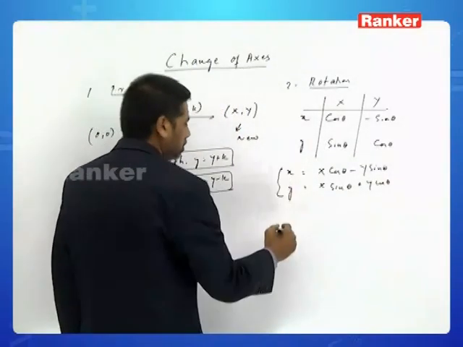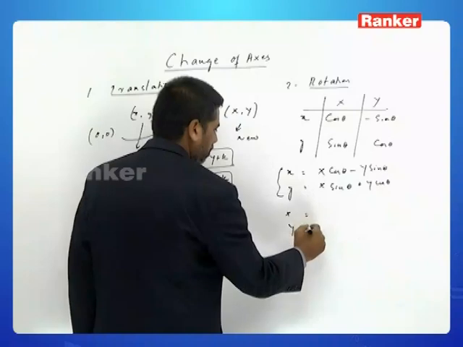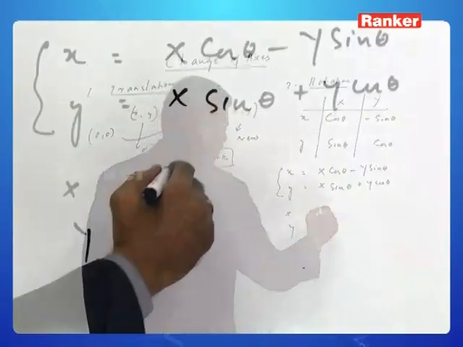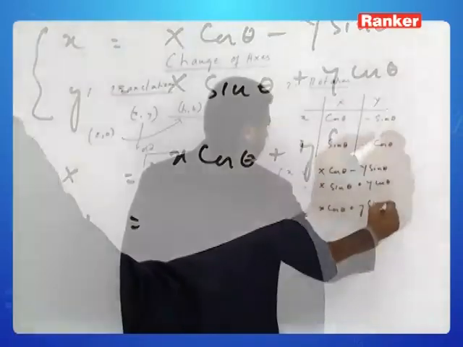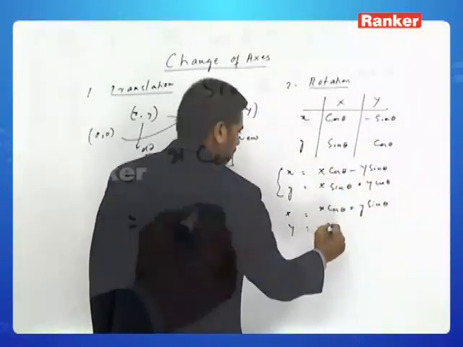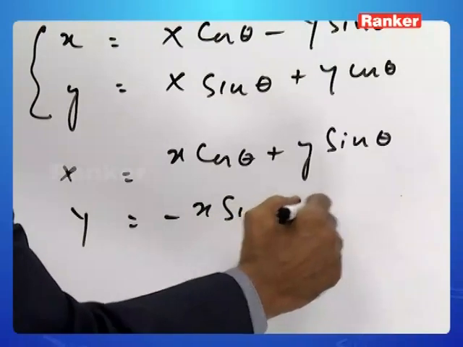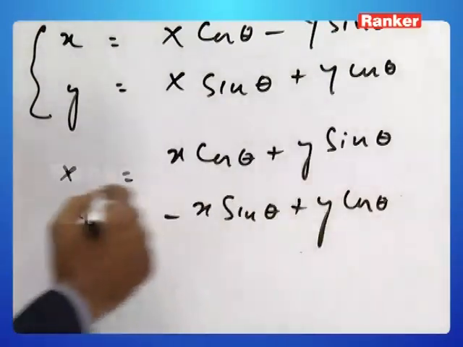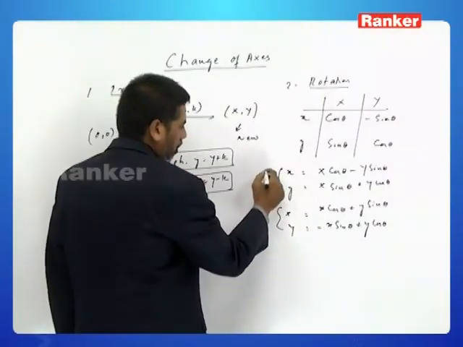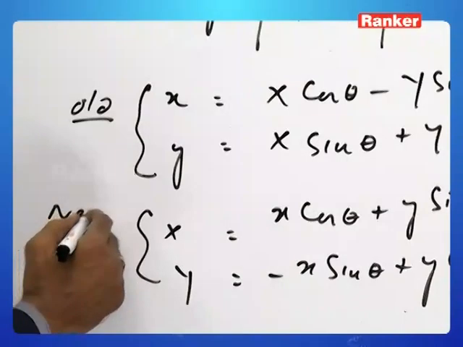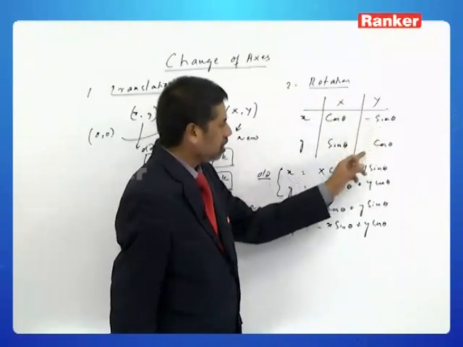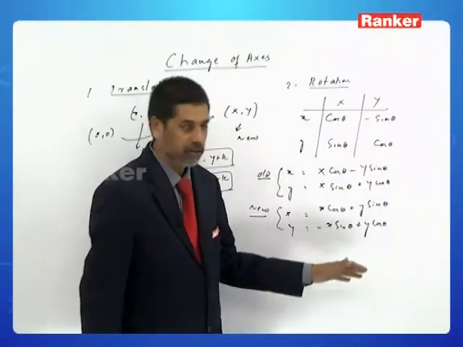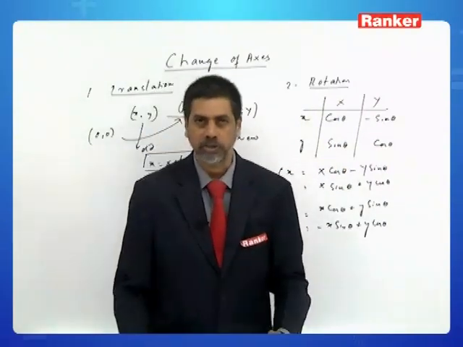Suppose you want to read capital X, capital Y, you have to see it column wise. X is x cos theta plus y sin theta, and Y is minus x sin theta plus y cos theta. So this is to get the old coordinates, this is to get the new coordinates. So if you can remember this orthogonal transformation, you can very easily solve problems on rotation.